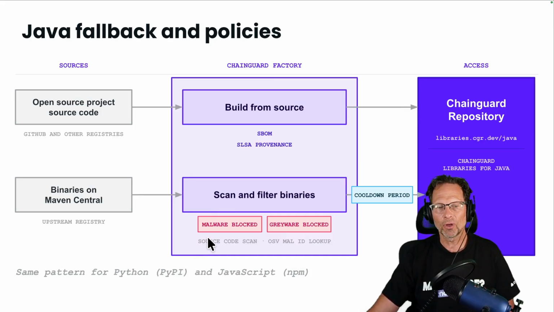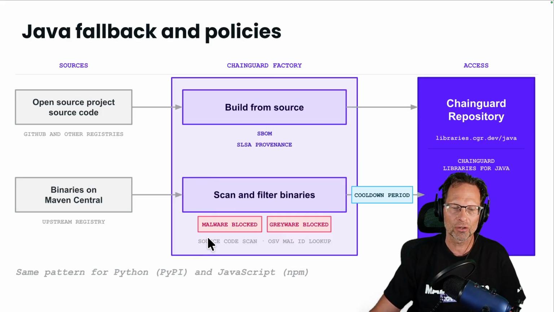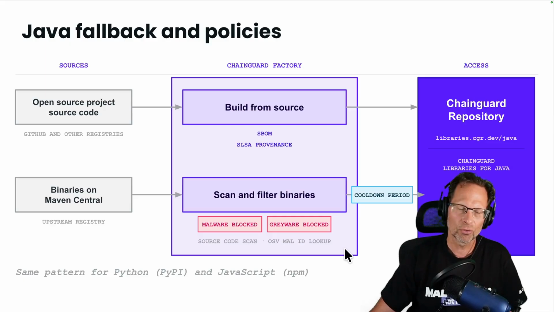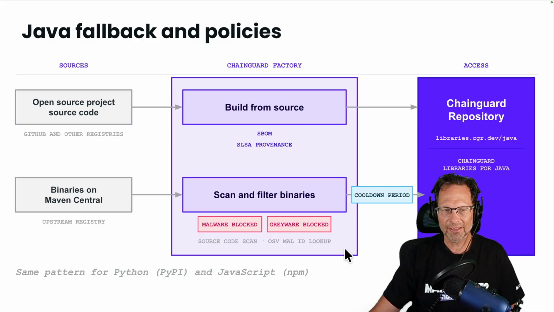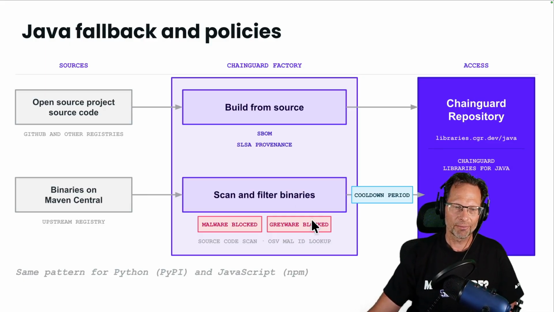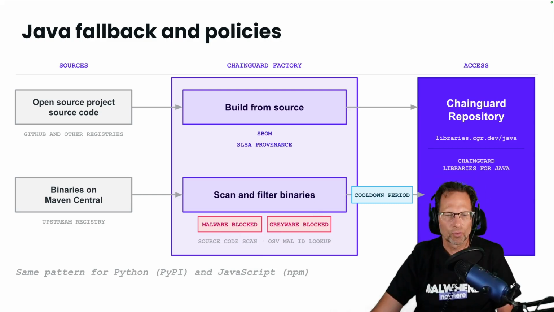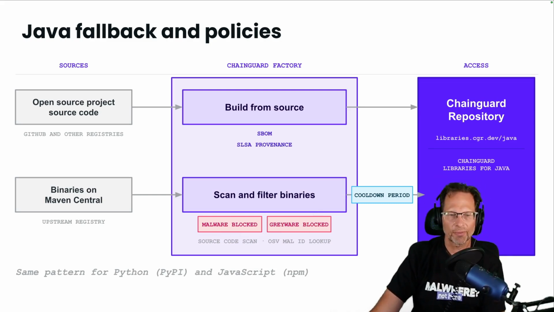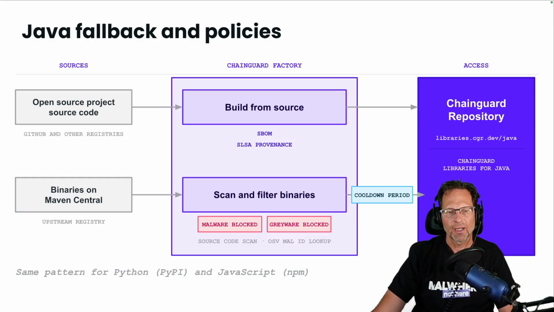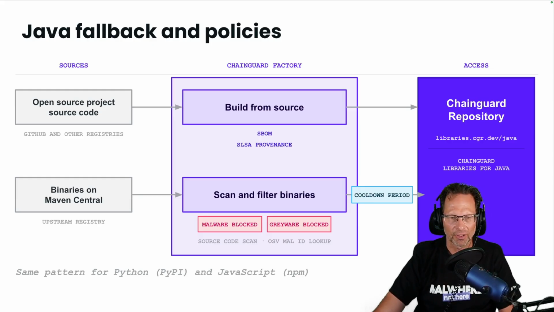Any malware or also grayware that we find is blocked. Some of those have OSV mal IDs, and we look those up. We also scan the source code or the class files and that kind of stuff in Java. And we do that scanning and filtering to detect if any of the source code within that component or binary is actually malicious, so actually does some credentials theft or other hacks on your system during installation or during use. And then we also scan if there's grayware.